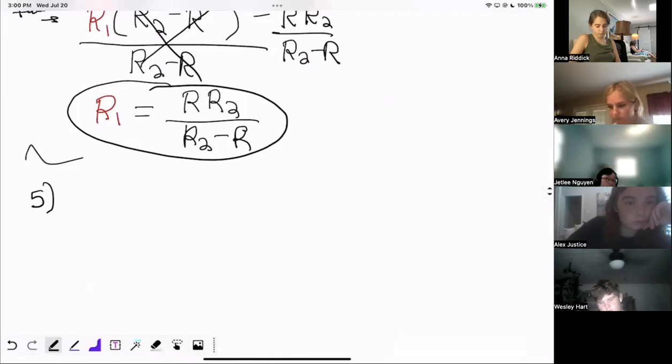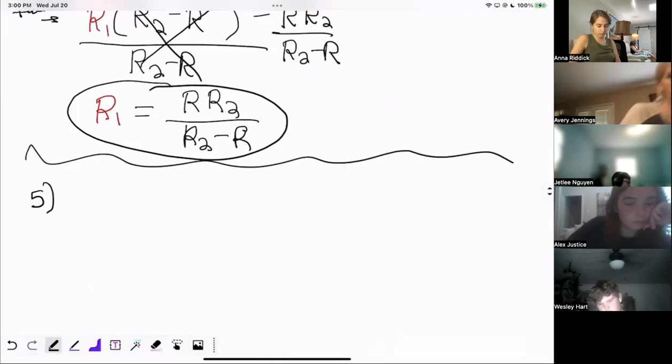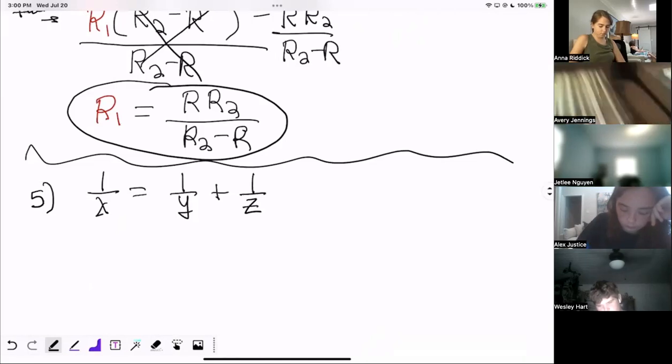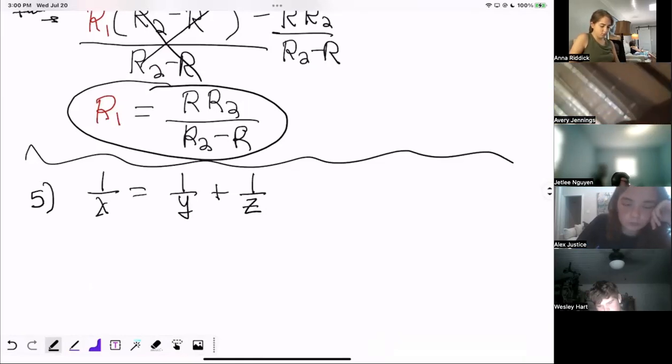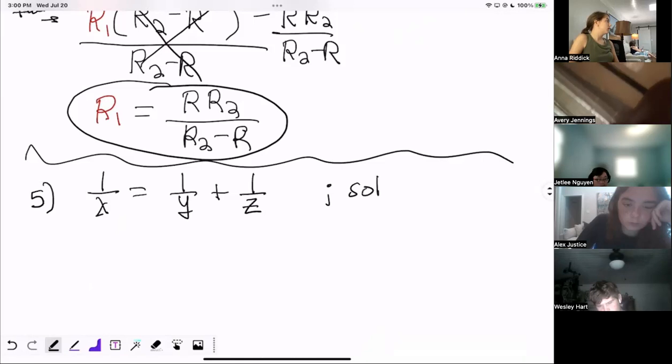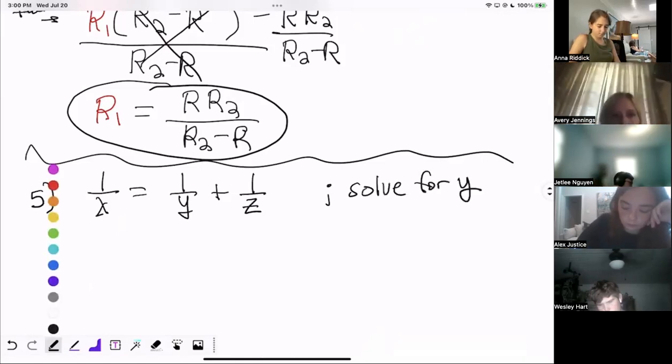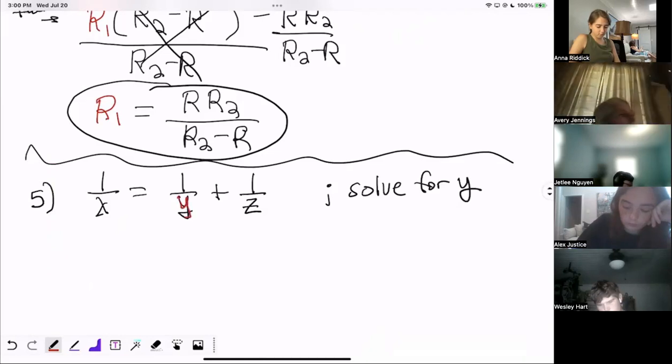And let's try another one. 1 over x equals 1 over y plus 1 over z. This will be sort of nicer if we don't have all r's. We have three different variables, but it's not like r, r1, r2. And we are going to solve for y. So I'm going to make this my red one.